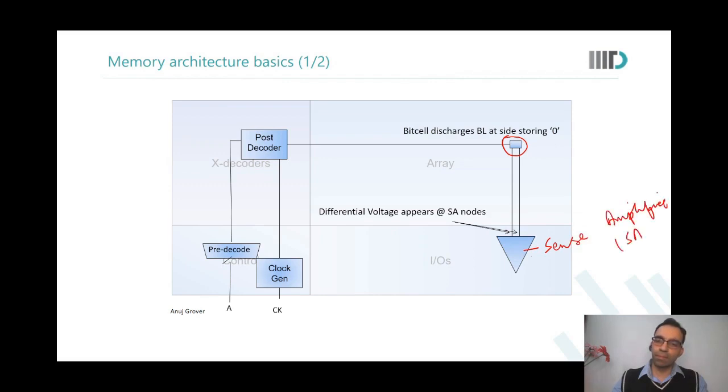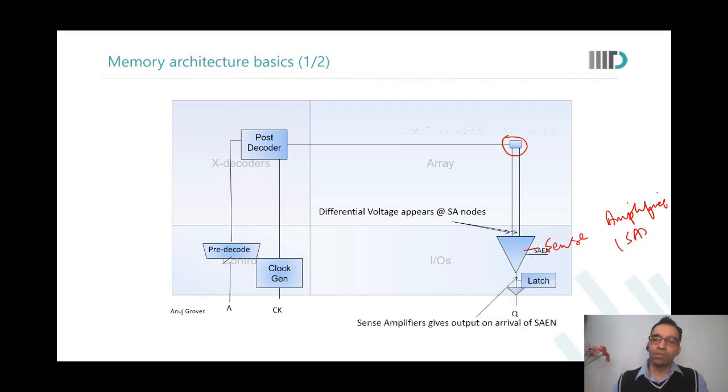Okay, so once the discharge has happened, you trigger the sense amplifier and you output the differential, or you enhance the differential, and you give a 0-1 output on the Q pin. Okay, so this is a typical read operation as it would happen inside a memory.